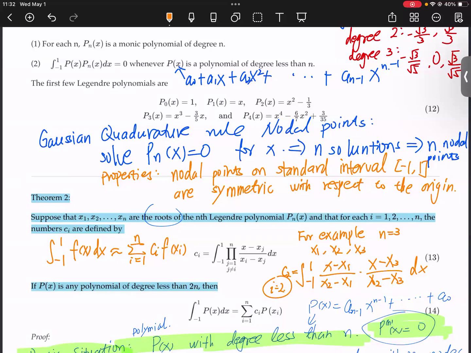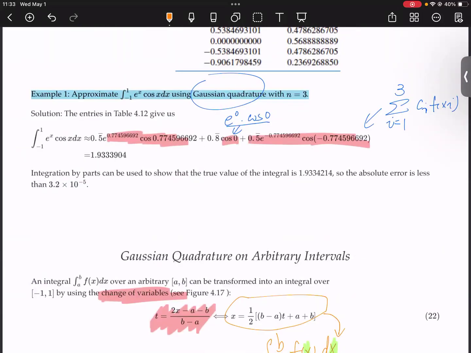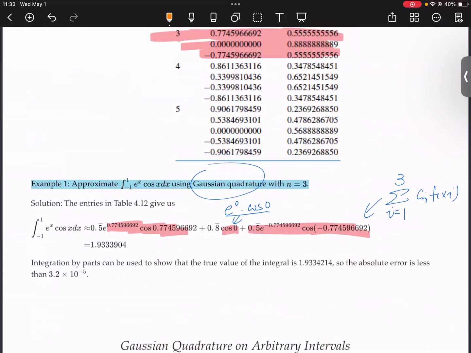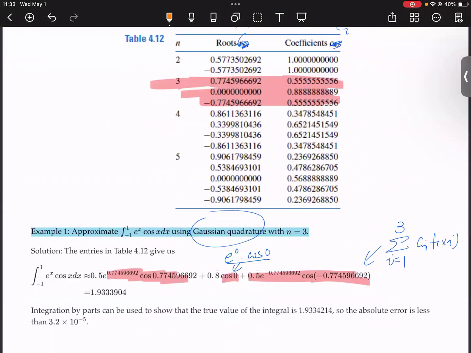I'm not going to prove it. The proof is not interesting enough. Then we are going to go to the computation example. We are going to make use of these rules to get the approximations. And maybe in the midterm exam, I'm going to ask you to apply the rules, just apply the rules. Okay, good.